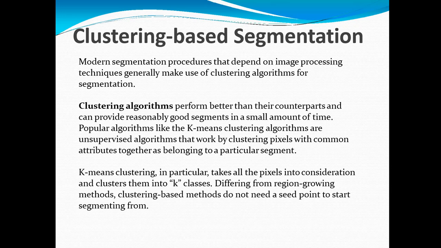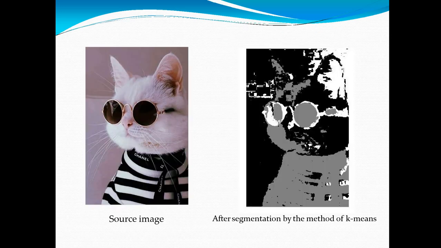K-means clustering in particular takes all the pixels into consideration and clusters them into k classes. Differing from region growing methods, clustering based methods do not need a seed point to start segmenting from. Here's an example of an image after segmentation by the method of k-means.